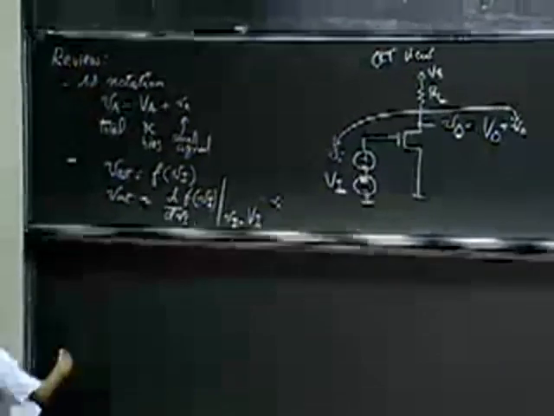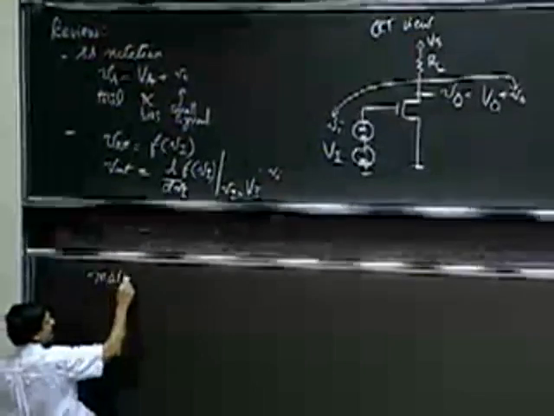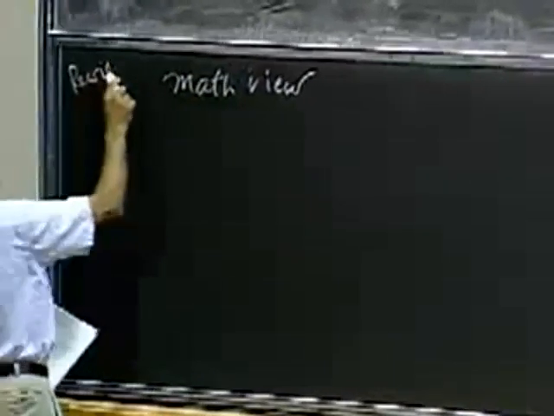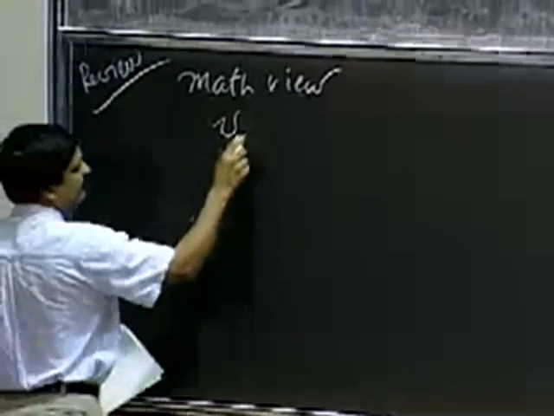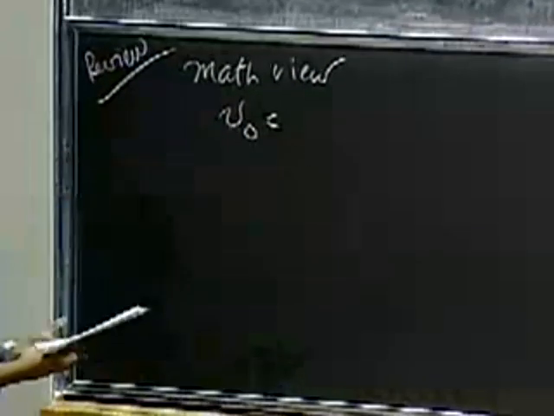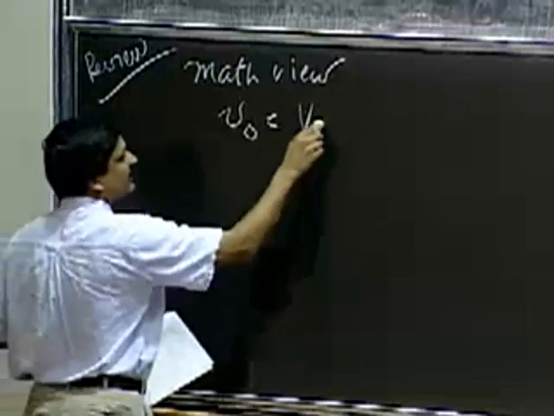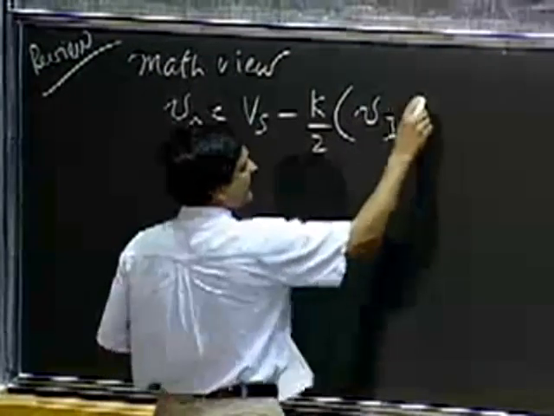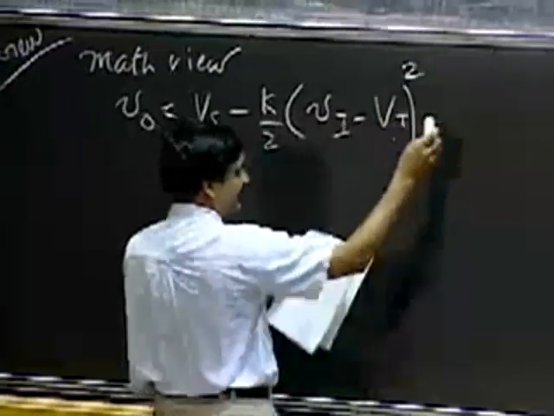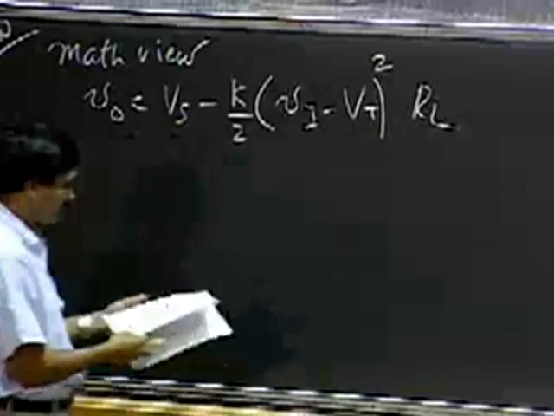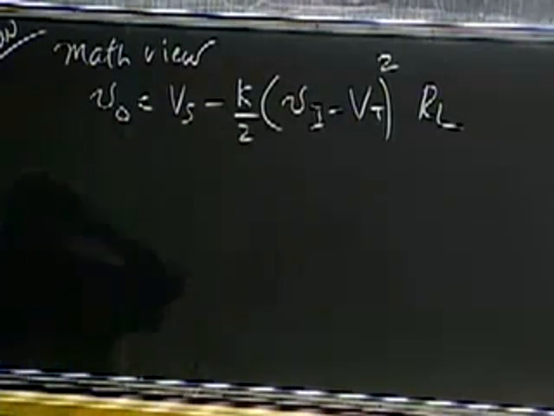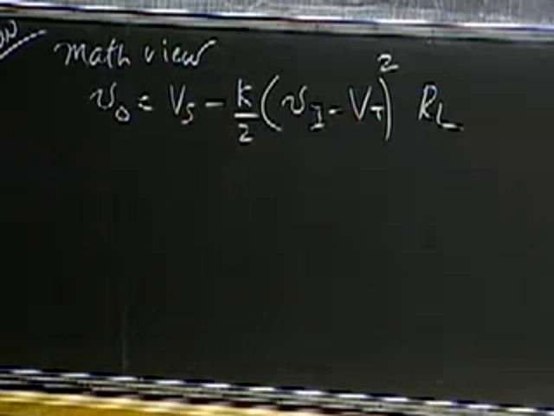So to continue on with the math view, this is more review. For our amplifier, V naught was given to be Vs minus K divided by 2, Vi minus Vt whole squared RL. So this was the output versus input relationship for the amplifier.